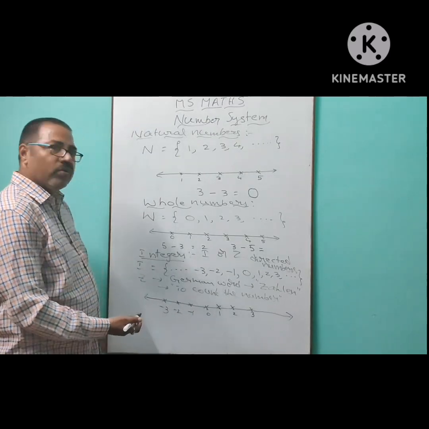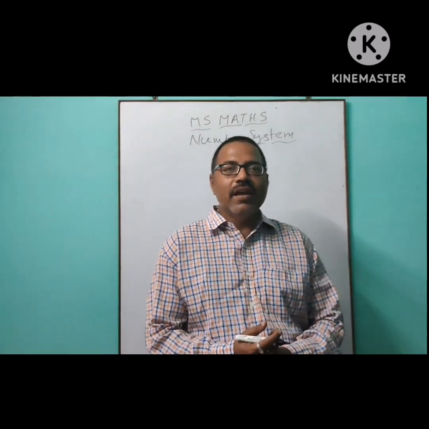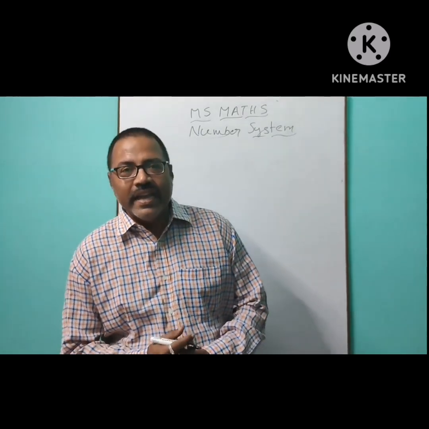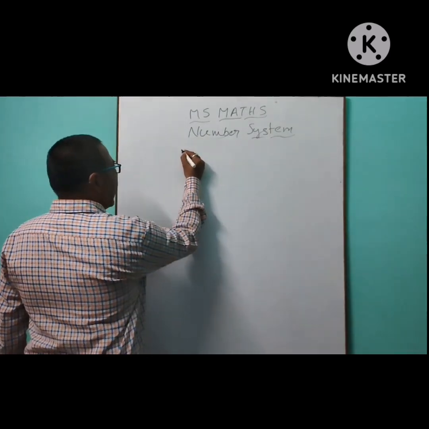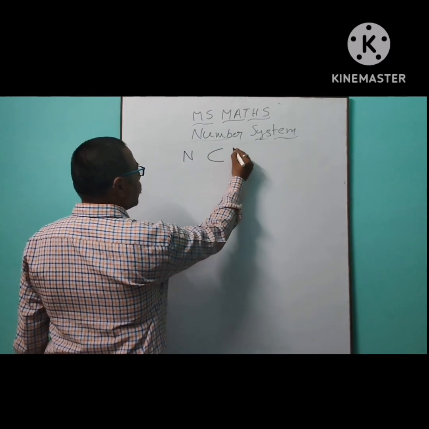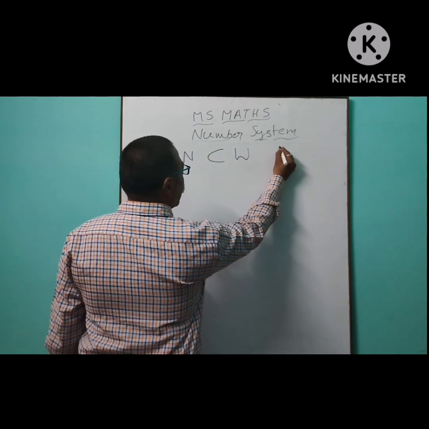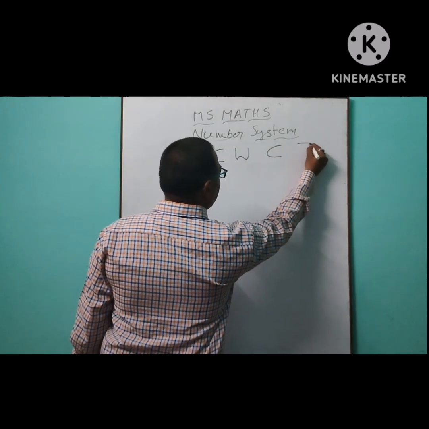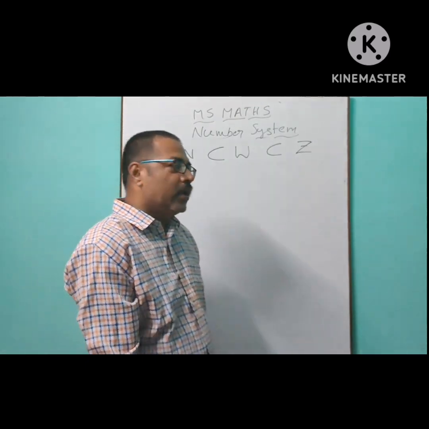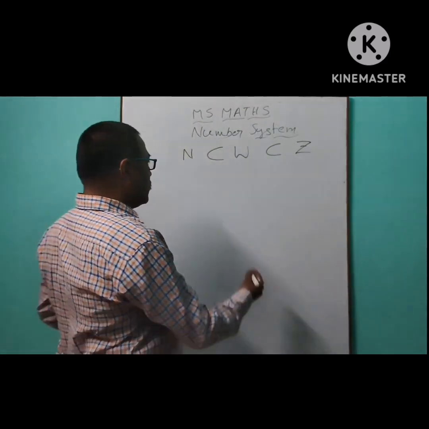Okay. So all natural numbers are whole numbers and all whole numbers are integers. So natural numbers are a subset of whole numbers. Whole numbers are a subset of integers.